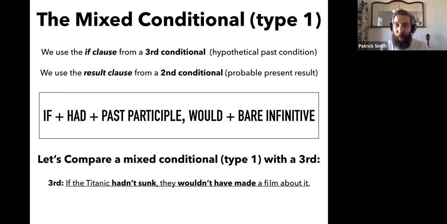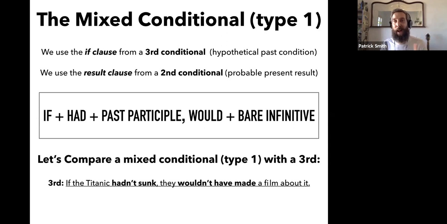I suppose it would have been a very boring movie. As the ship arrives in New York, there you go. Where's the drama? So if the Titanic hadn't sunk, they probably wouldn't have made a film about it. Now that's all in the past. The Titanic sinking is in the past. I think it was James Cameron who made the film in, I don't know, 1998 or something. So it's all in the past. So it's a third conditional. It's all hypothetical and it's all in the past.